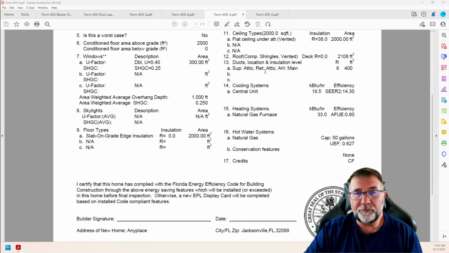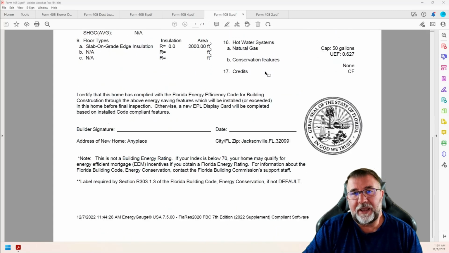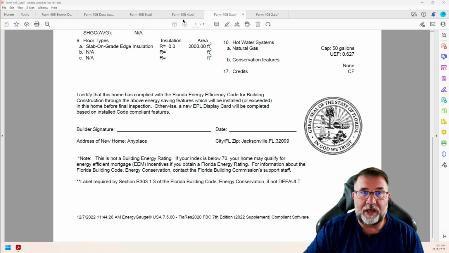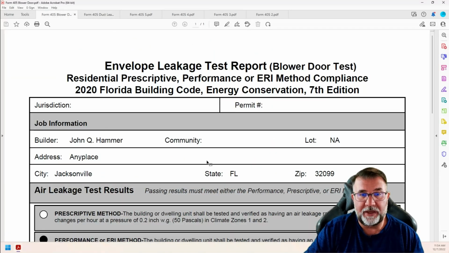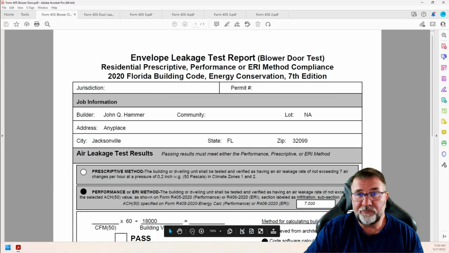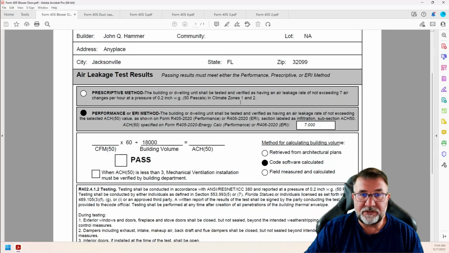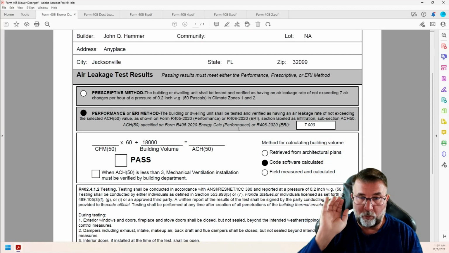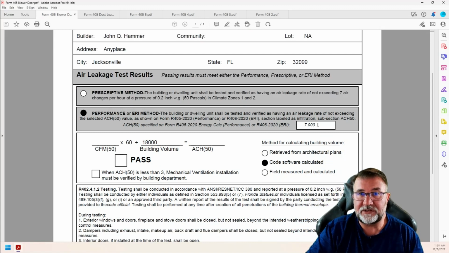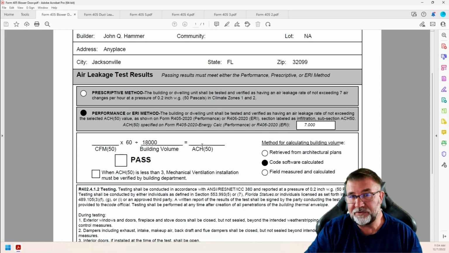So with performance, any new house that you build in most states now is going to require a blower door test. And that's a form that is part of the performance method or the prescriptive method. You can see here residential prescriptive or performance or ERI method. What this is, they go in and put a big blower door and test to see how leaky your house is. And then they'll document and say, hey, you can't be any higher than 7. What is the house at?